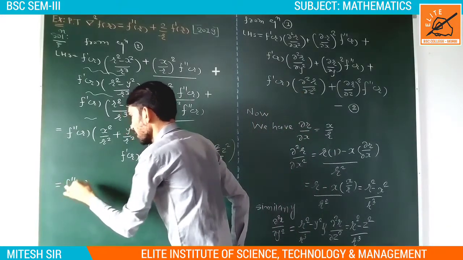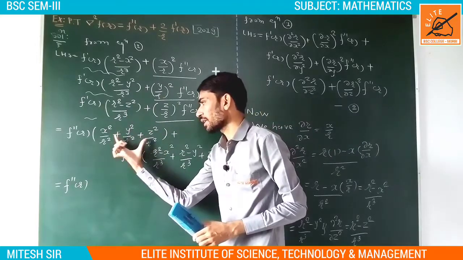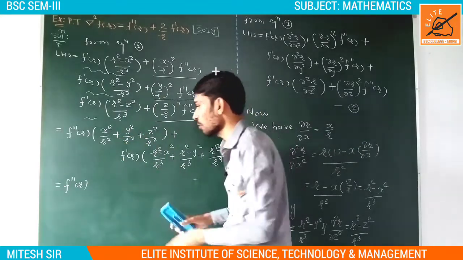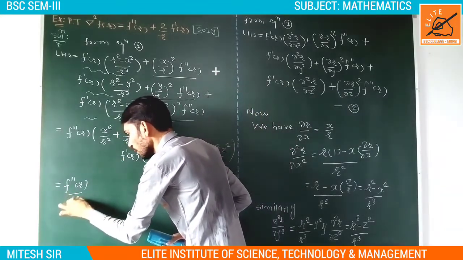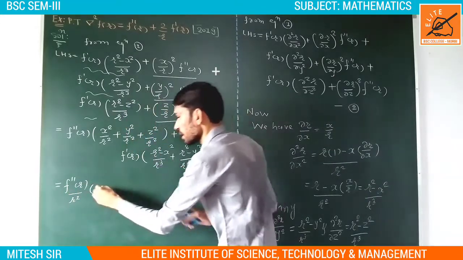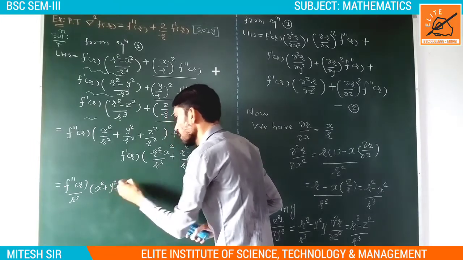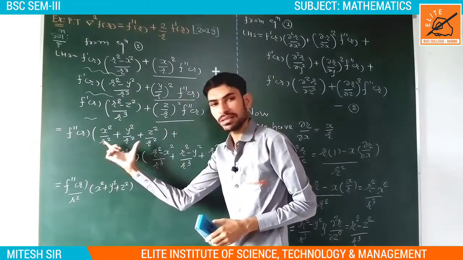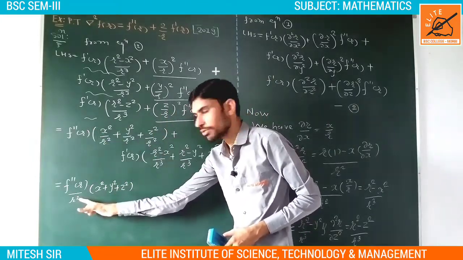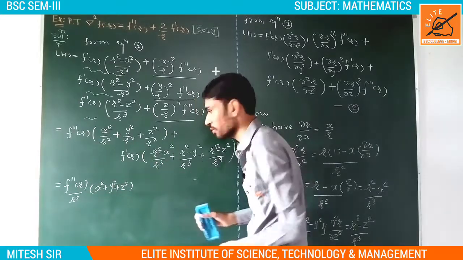f double dash r as it is. Friends, the denominator is common in each term, so take 1 upon r square outside. In the numerator remains x square plus y square plus z square. Now take 1 upon r square outside in these three terms. So f double dash r upon r square remaining, times x square plus y square plus z square.